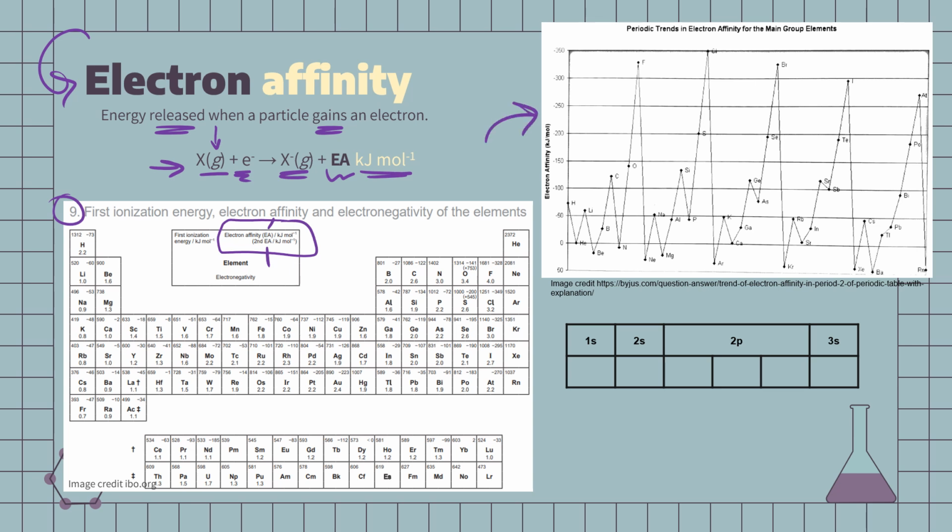Notice from the graph that a huge amount of energy is released. Notice our big negative numbers up here when the halogens gain electrons. Let's talk about why. Fluorine has 9 electrons, 1, 2, 3, 4, 5, 6, 7, 8, 9. It is 1 electron short of having the same electron configuration as the noble gas neon.